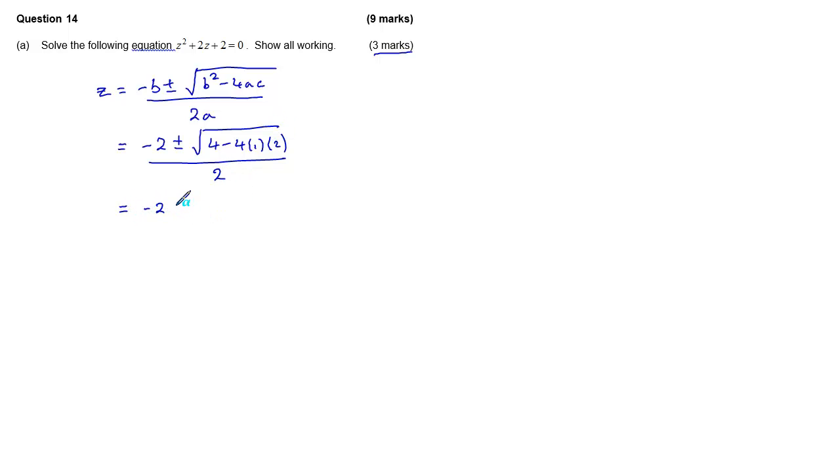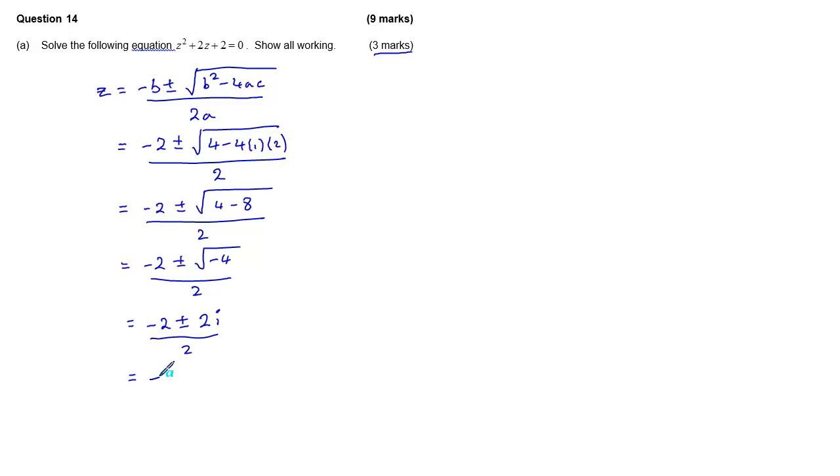So that's negative 2 plus or minus the square root of 4 minus 8 over 2, which is negative 2 plus or minus the square root of negative 4 over 2, which is negative 2 plus or minus 2i over 2, which gives us negative 1 plus or minus i.